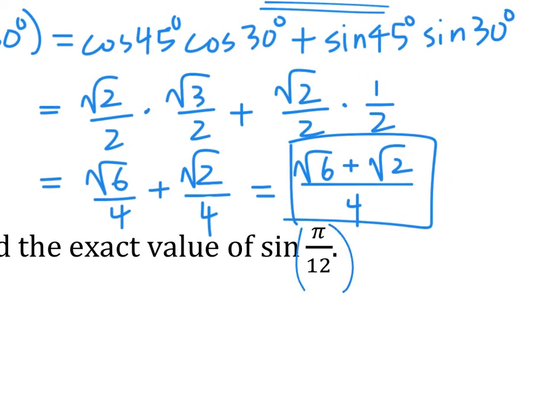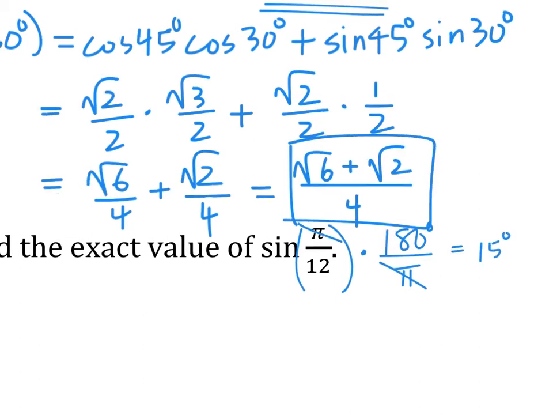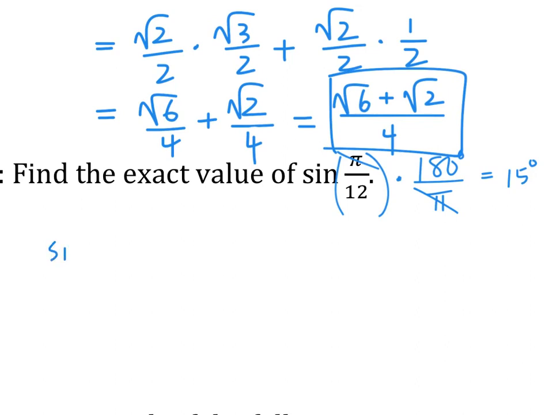Okay, what is this in degrees? Or what do I need to multiply by to get it into degrees? 180 degrees over pi, good. 180 divided by 12 is 15, thank you. So this is also 15 degrees, but we're going to do sine of 15. Which angle and which angle? 45 and 30 again, so sine of 45 degrees minus 30 degrees.